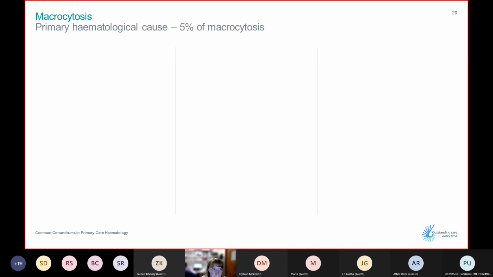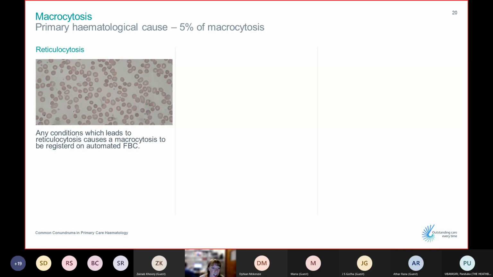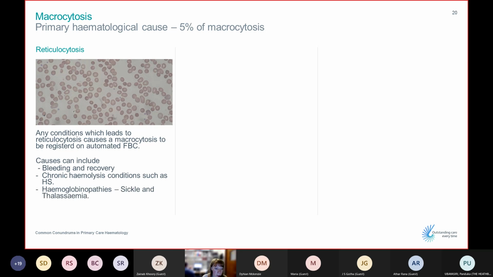And then we come on to our hematological causes. So actually only 5% of macrocytosis is found to be from a primary hematological cause. And these we can really split into 3 categories. Firstly, reticulocytosis. So reticulocytes are larger than fully mature red cells and therefore trigger this macrocytosis when registered on an automated FBC. And these can be found in if there's been bleeding and the recovery, so the bone marrow is making lots of red cells, or conditions where there's chronic hemolysis. Again, hereditary spherocytosis, hemoglobinopathies, or G6PD deficiency.